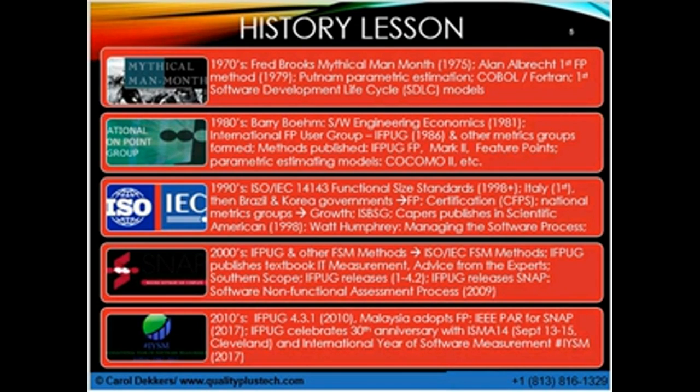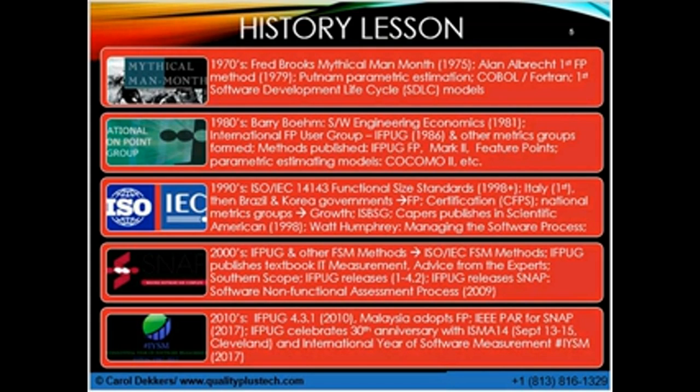Alan Albrecht of IBM came out with the first software sizing method that was not lines of code in 1979. And that was the first origins of functional size measurement or function point. Larry Putnam came out with his first parametric estimation. COBOL and Fortran were really some of the only languages that were coming out, and software development lifecycle or SDLC models first started to come out.